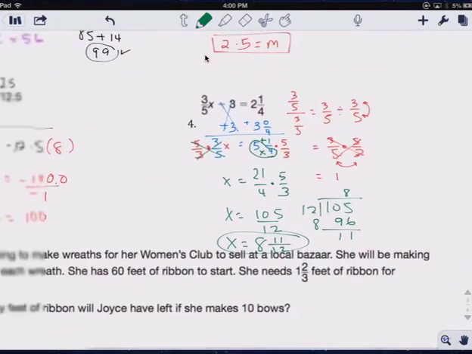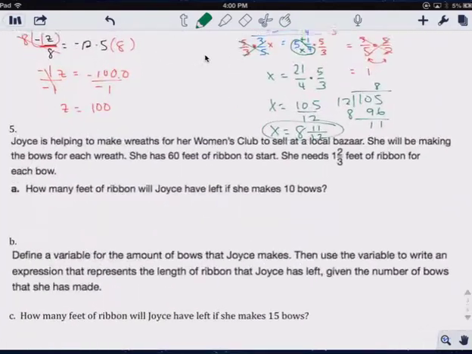Okay. Now, okay, here we go on this one here.